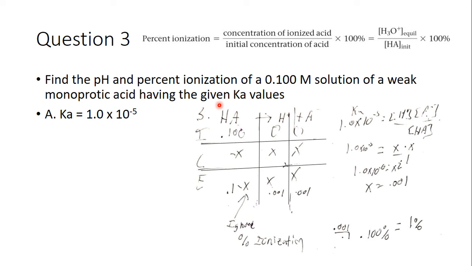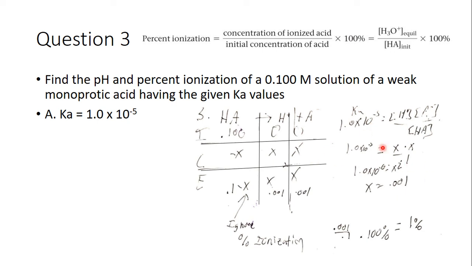So we start with our generic equation. HA goes to H plus A minus. HA is 0.100. H plus is 0. A minus is 0. Start with only reactants, so we subtract x. Then we have product, so it's plus x. 0.1 minus x, x and x for H plus and A minus. Set up our Ka expression. Products over reactants. H plus multiplied by A minus divided by HA equals Ka, which is 1.0 times 10 to the minus 5.